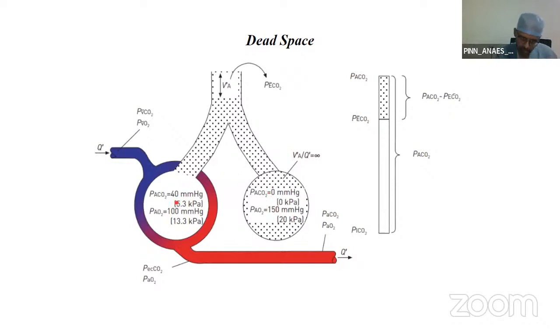So, this dead space concept can be explained with a two lung unit model. On the left, we have a well ventilated and well perfused alveolus, and on the right we have a well ventilated unit, but there is no perfusion. So the CO2 elimination in this unit is normal, but here there is no CO2 removal. As a result, the PCO2 in the arterial blood increases.